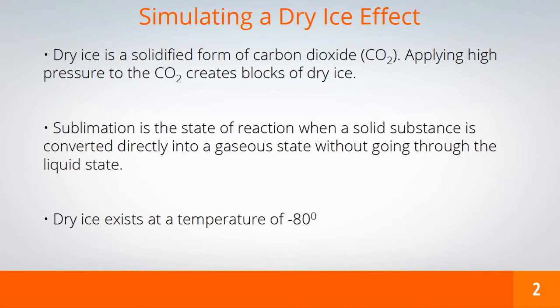Dry ice can undergo a reaction called sublimation. Now pay attention to the word sublimation. This is something very interesting. It is the state of reaction in which a substance, a matter, is converted directly into a gaseous state without first going through a liquid state and then converting to gas. So that is something very interesting we have in dry ice. Dry ice can exist at a temperature of minus 78.5 degrees, which is the reason it is really cold.